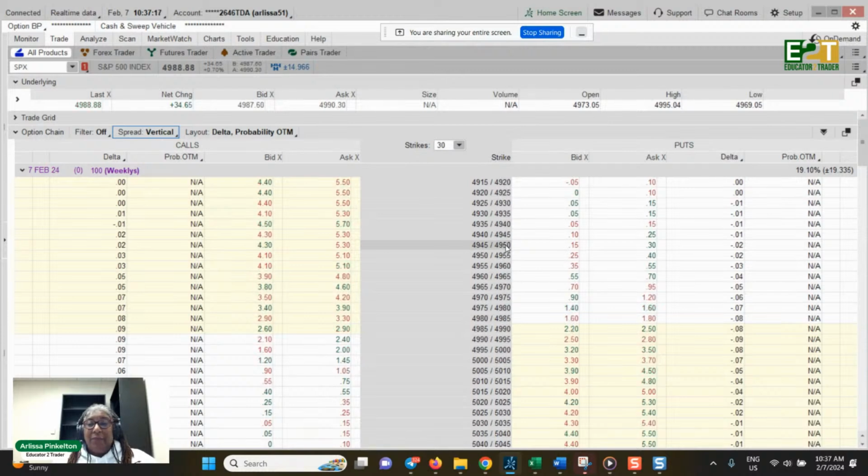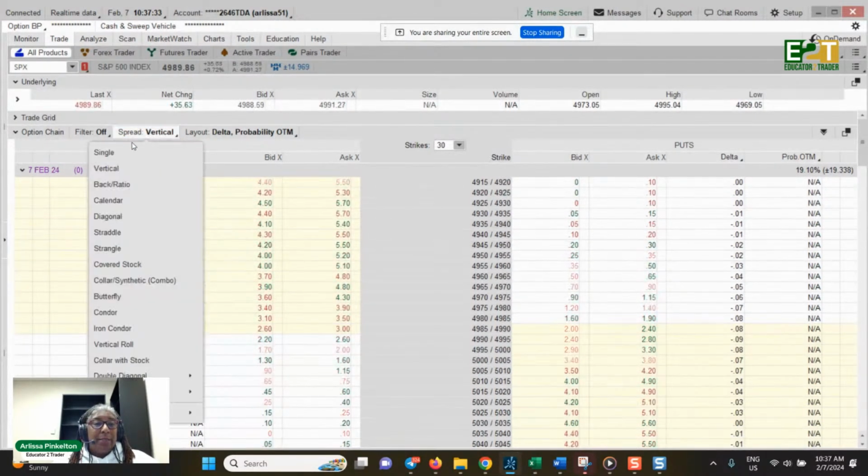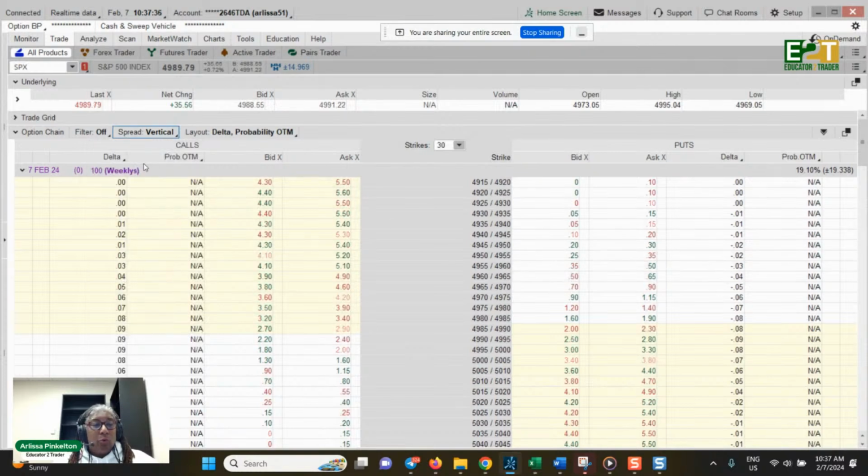4945, 4950. Now we've got a plus or minus 19, which means we really could just subtract 20 from here, which is 4969. But you need to give SPX some room. Okay, you need to give some room. So I'm going with a put credit spread. Okay, I'm going back to single.